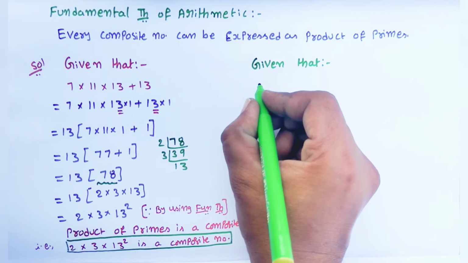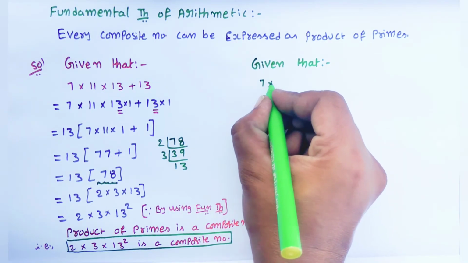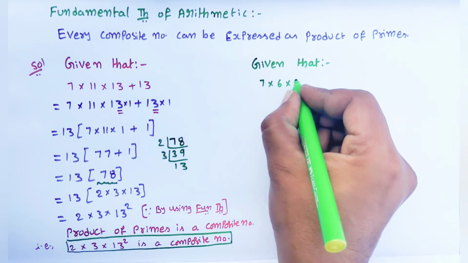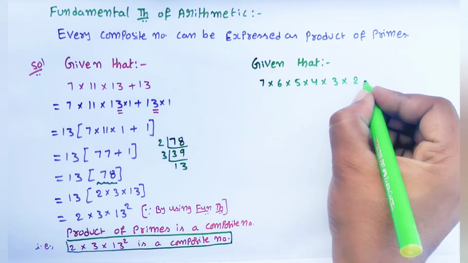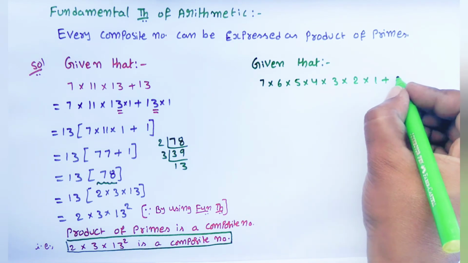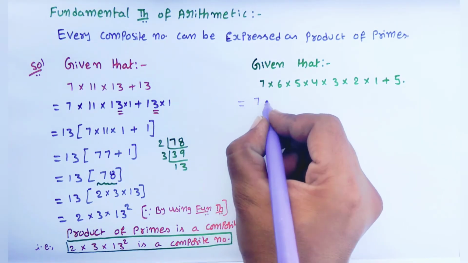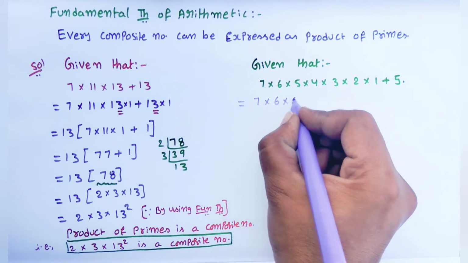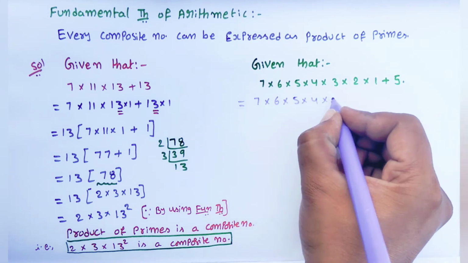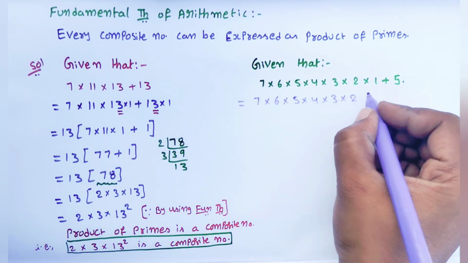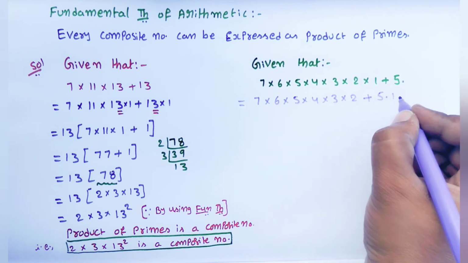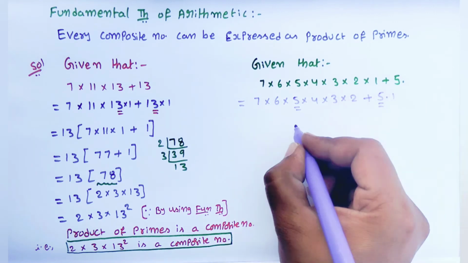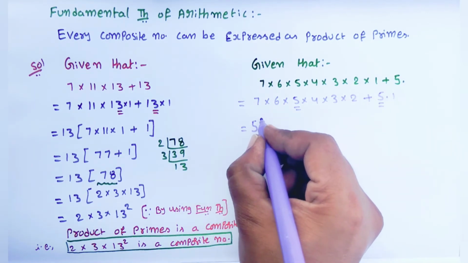Now we take one more question. Given 7 into 6 into 5 into 4 into 3 into 2 into 1 plus 5. So this, 7 into 6 into 5 into 4 into 3 into 2 into 1, can be rewritten, and 5 plus can be written as 5 into 1. So both the terms have 5, so take 5 outside.